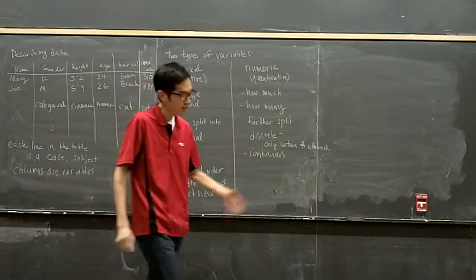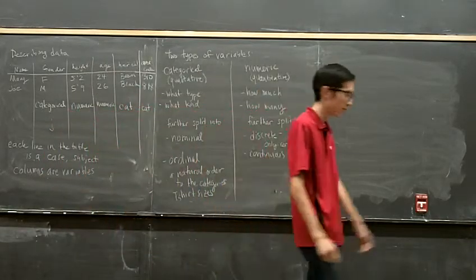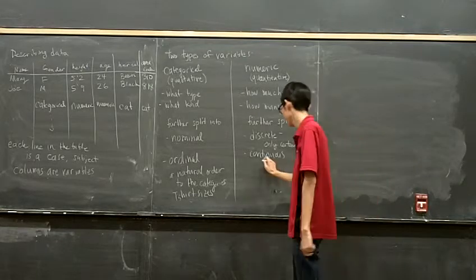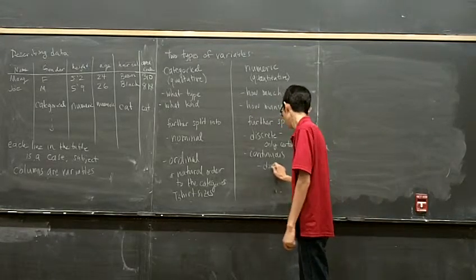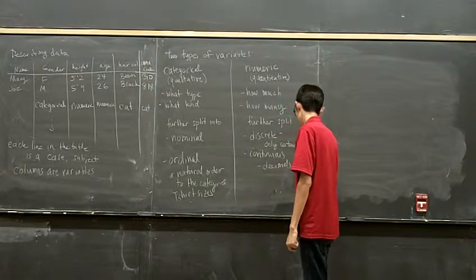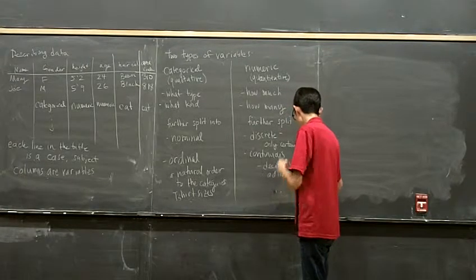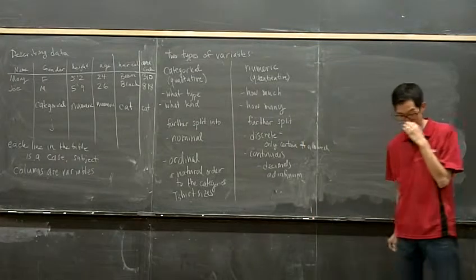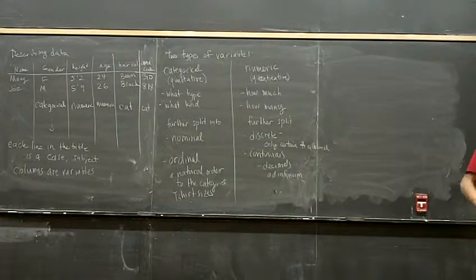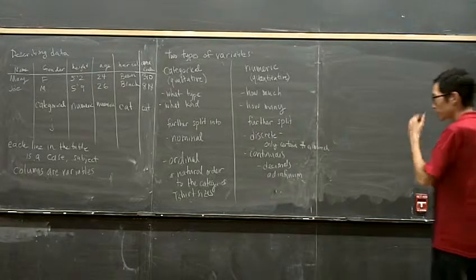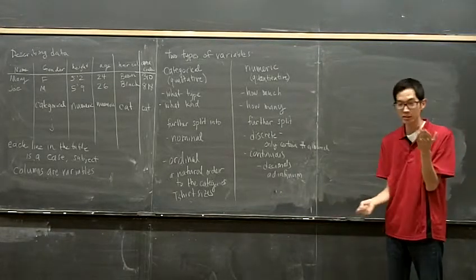Continuous, on the other hand, you can have decimals ad infinitum, okay? So you can have an infinite number of decimals, okay? It is possible to have discrete things that are decimals.